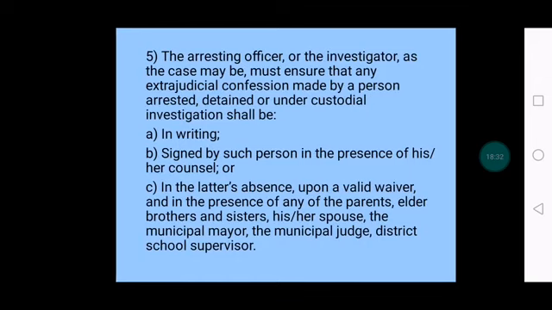Number 5, the arresting officer or the investigator, as the case may be, must ensure that any extrajudicial confession made by a person arrested, detained, or under custodial investigation shall be in writing, signed by such person in the presence of his or her counsel, or in the latter's absence upon a valid waiver, and in the presence of any of the parents, elder brothers and sisters, his or her spouse, the municipal mayor, the municipal judge, the district school supervisor.